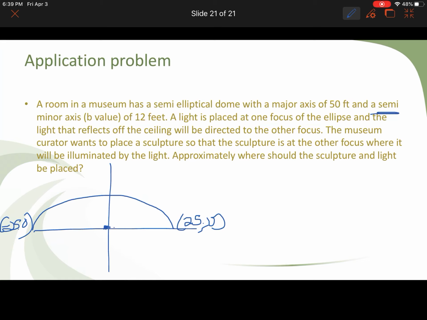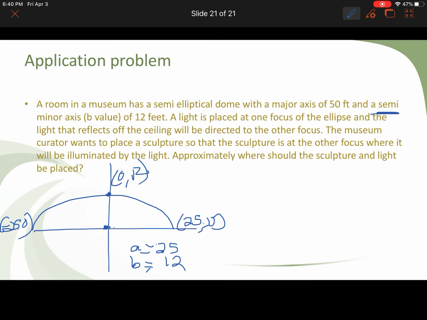Now the other one, it says it's a semi-minor axis. That means it's only half, right? But that's because we're only using half of the ellipse. So this point right here is at 12. And so this is telling us that A is equal to 25 and that B is equal to 12.